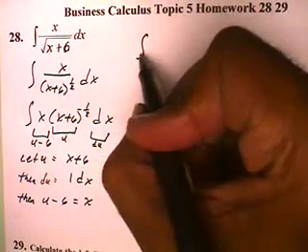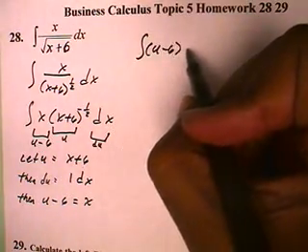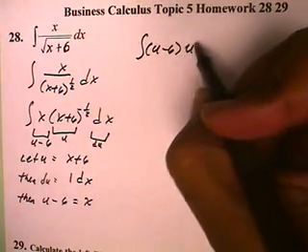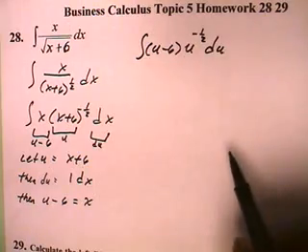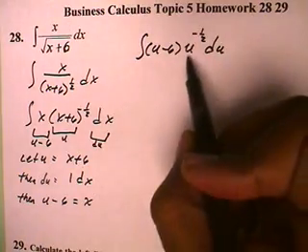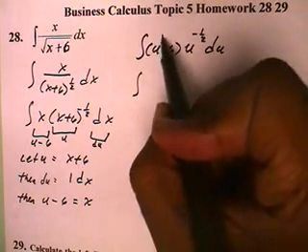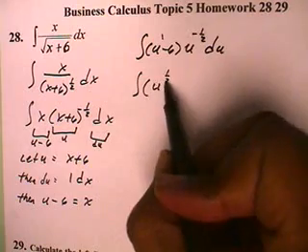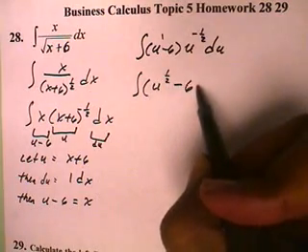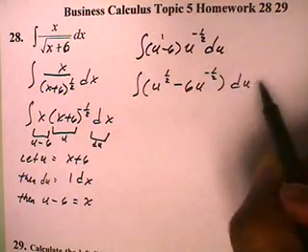Alright, so with all my replacements, the x becomes u minus 6, and the x plus 6 becomes the u to the negative 1/2 power, and the dx becomes du. Now I'm going to distribute my u to the negative 1/2 power. Remember, this is u to the 1 power, so when we add exponents, this will be u to the positive 1/2 minus 6 u to the negative 1/2 du.